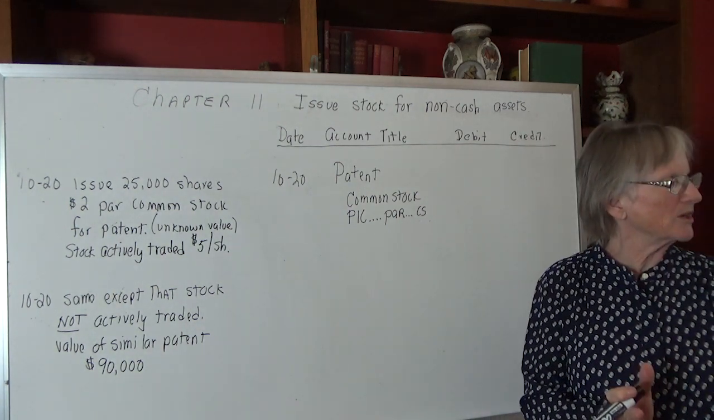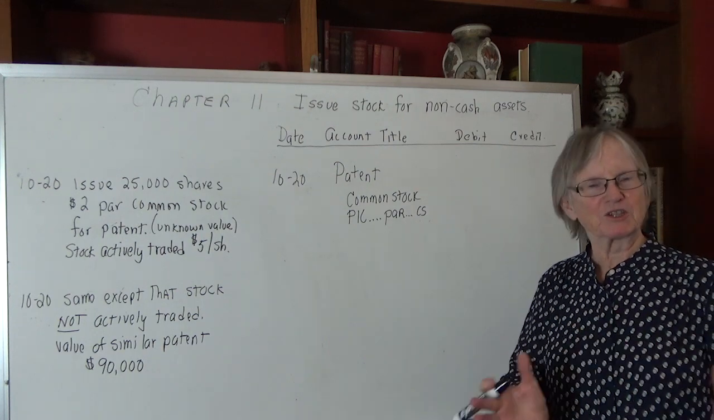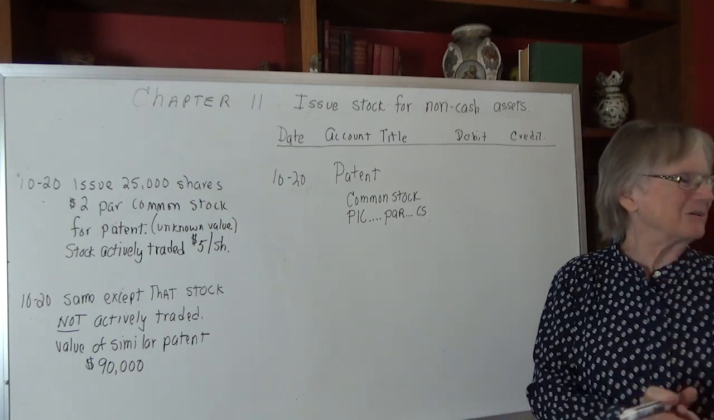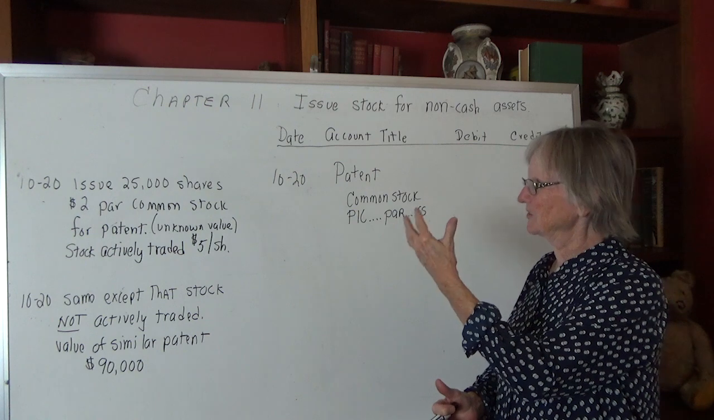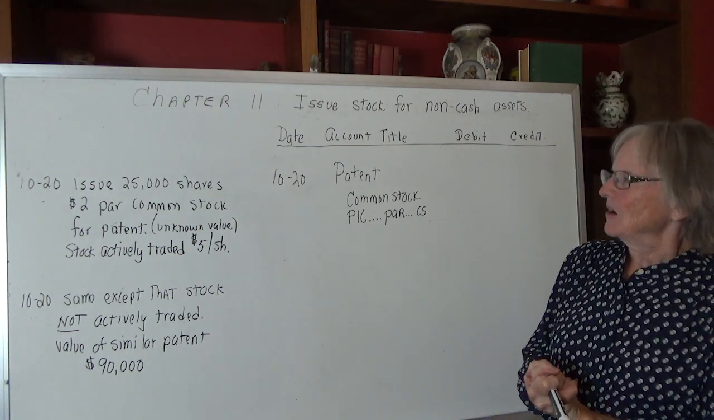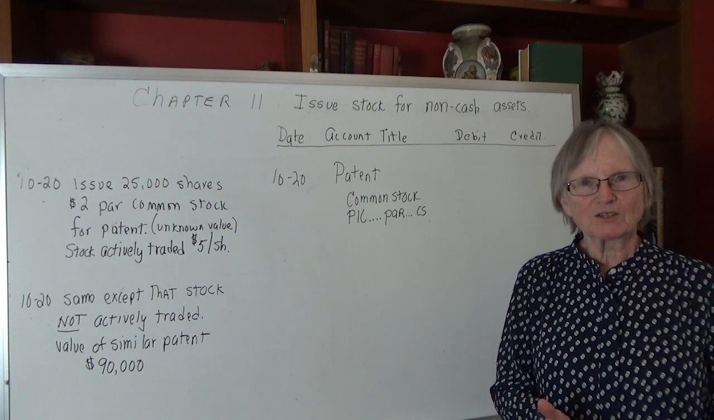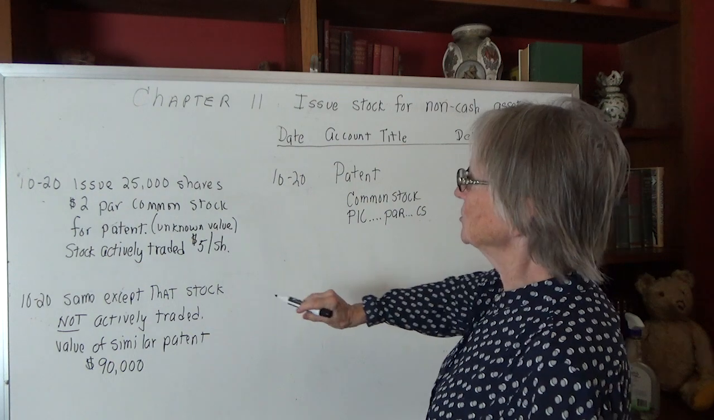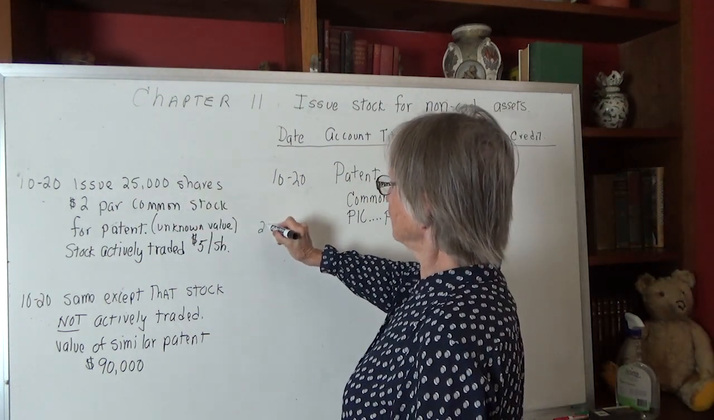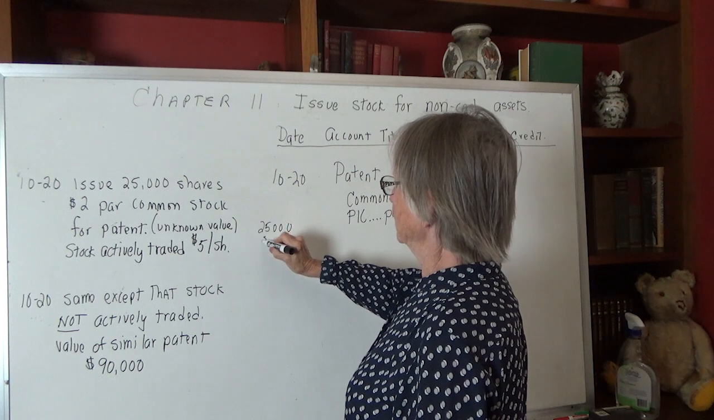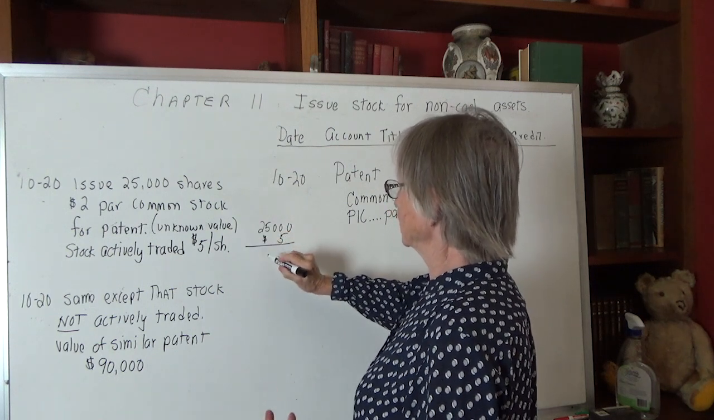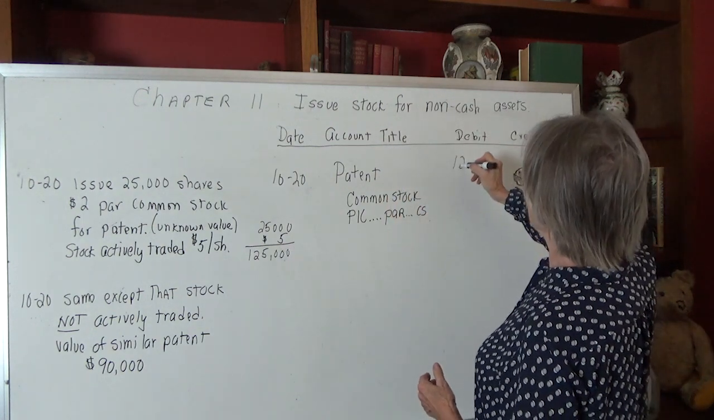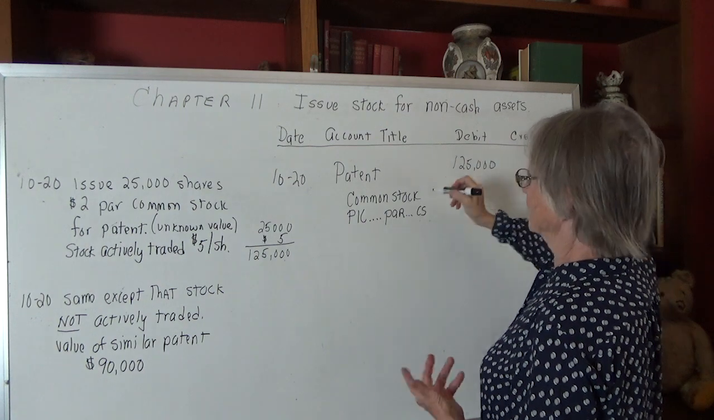It says the value is unknown, and so we have to come up with what's called the cash equivalent price. There's a definition given in the notes, but basically it's kind of self-explanatory. You're trying to get to what it would have been if it had been a cash transaction. So if the stock is actively traded, that gives you a very good indication of that. So let's see what happens here. We issued 25,000 shares at $5 a share, actively traded, so that's a valid price. So we can bring this patent legitimately on the books at $125,000 because the stock is actively traded.